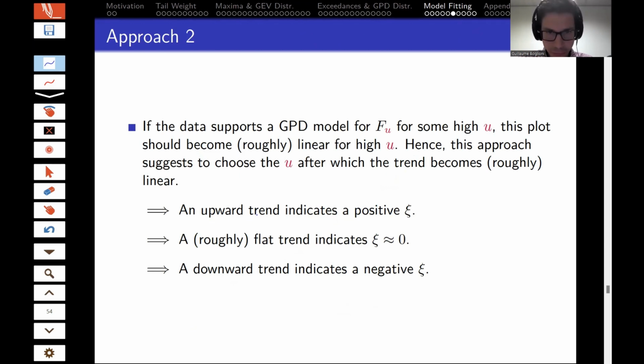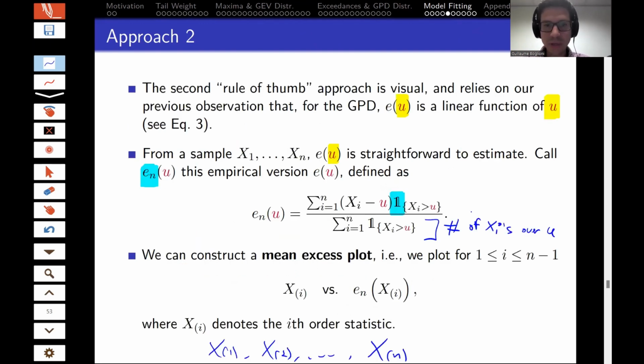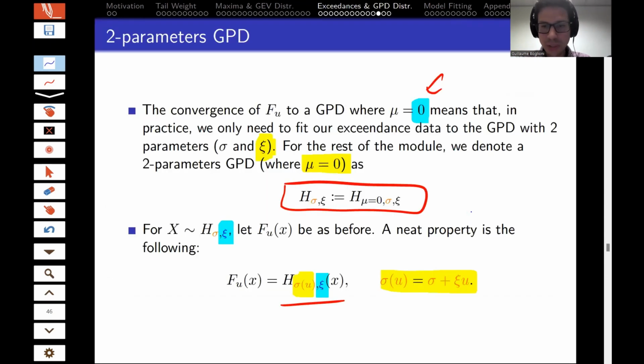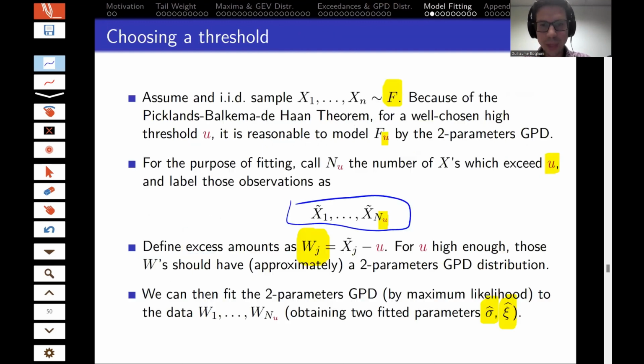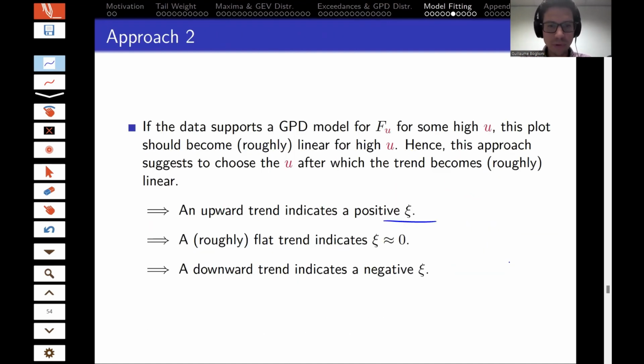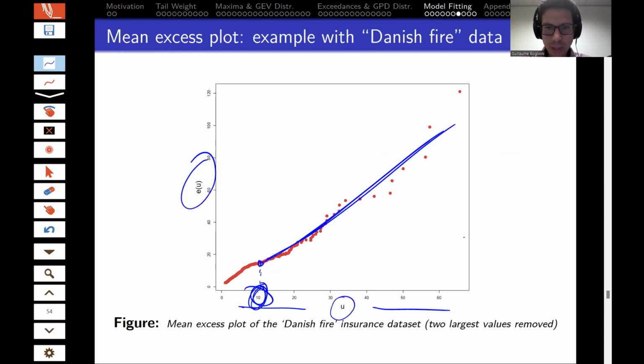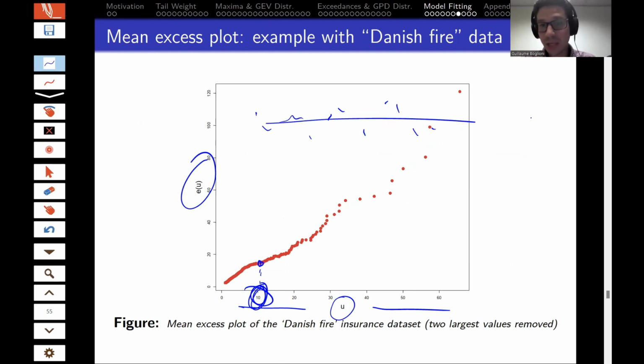If you see an upward trend starting from a certain u, an upward trend indicates a positive Xi. Because recall, it's a linear function, and the slope of this function is Xi. So if the trend is upwards, then Xi is positive. Likewise, if the trend is downwards, it indicates a negative Xi. And if there's no upward or downward trend, if the plot was just points like this, so that fitting a line gives a flat line, then you have some evidence that Xi is around 0.